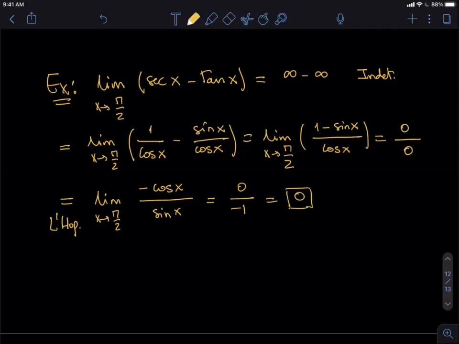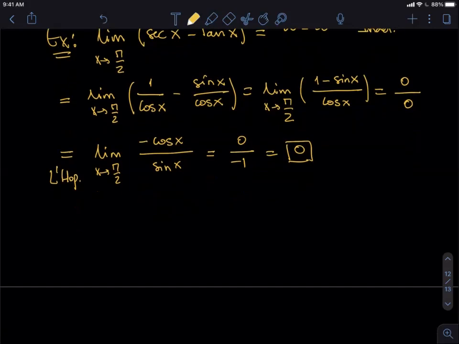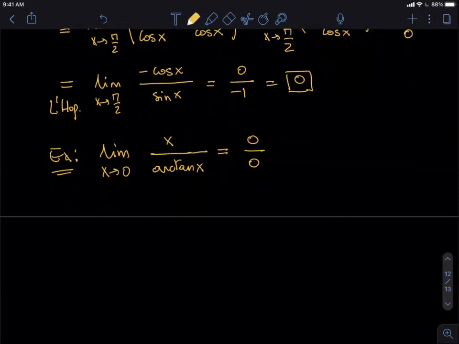All right. And let's do one more. Let's do the limit as x tends to 0 of x divided by the arctangent of x. Pause the video now and do it before I do it. Okay, anyway, this is 0 divided by 0, so it's one of the indeterminations that we can handle with L'Hopital's rule.